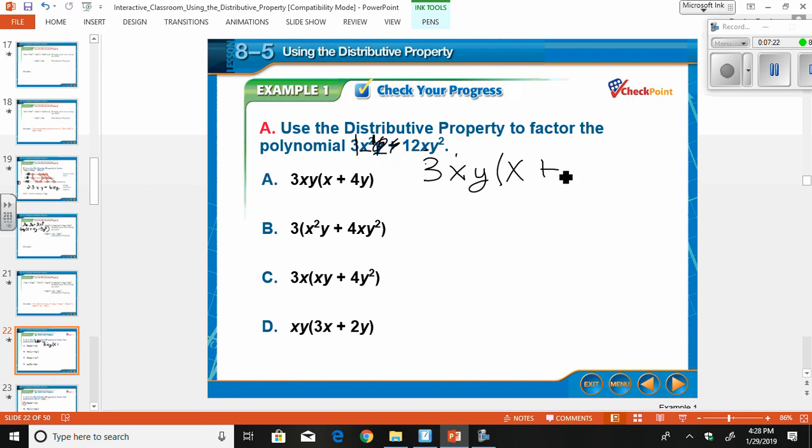Okay, plus 12 divided by 3 is 4. x divided by x, the x is gone. y squared divided by y leaves me with a y here. So we have 3xy times the quantity x plus 4y.